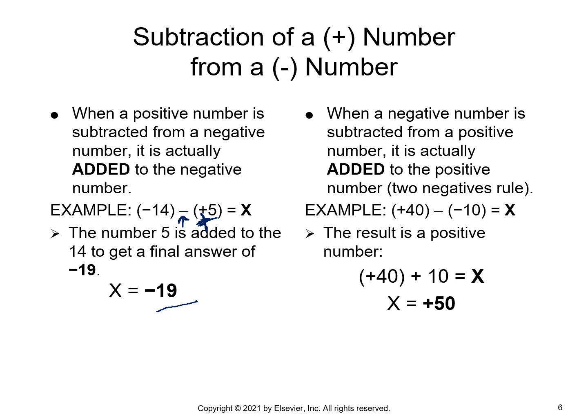When a negative number is subtracted from a positive number, it is actually added to the positive number. And this is that two negative rule where you got two negatives turned into a positive. And let's just say in this example, you actually got $40 in your account today. And then you've got a transaction that comes out.